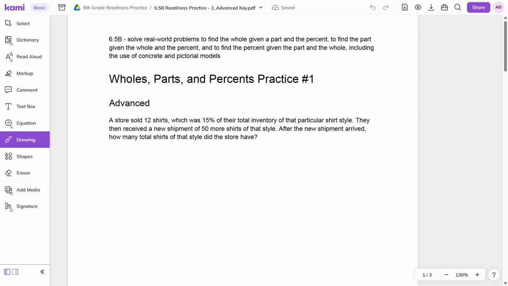Today we are looking at the sixth grade concept of wholes, parts, and percents. This is 6.5b Readiness Practice, the advanced version.